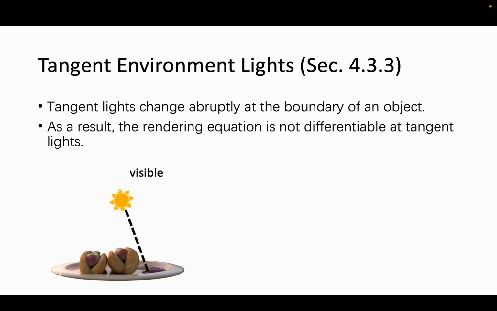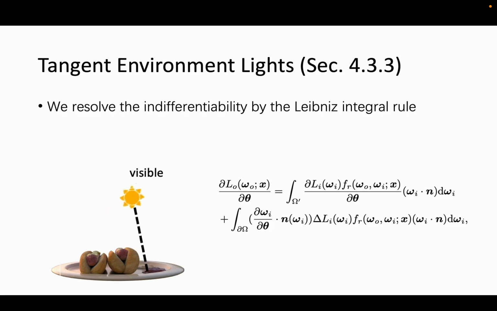However, we observe a special kind of environment light that causes indifferentiability for the rendering equation. We call these lights the tangent lights. As shown in this animation, the tangent lights change abruptly from visible to obstructed at the boundary of an object. As a result, they are not differentiable for the backpropagation process. To integrate these tangent lights into our illumination module differentially, we utilize the Leibniz integral rule. More details about the mathematical formulation can be found in the supplementary document.